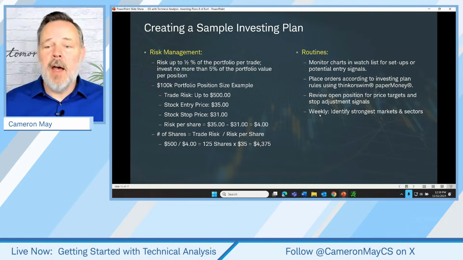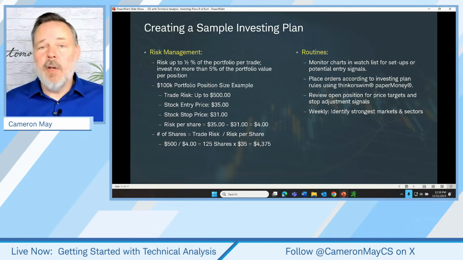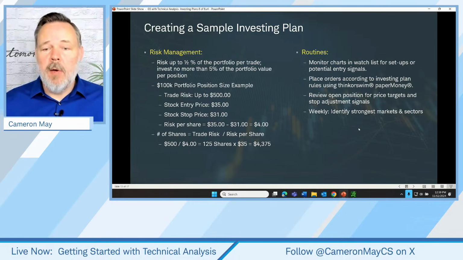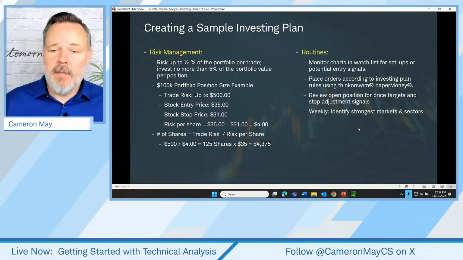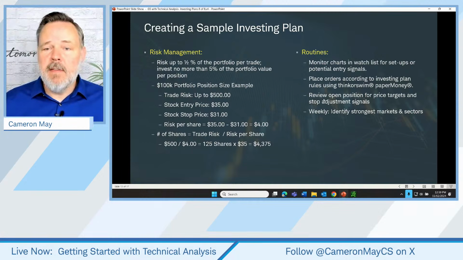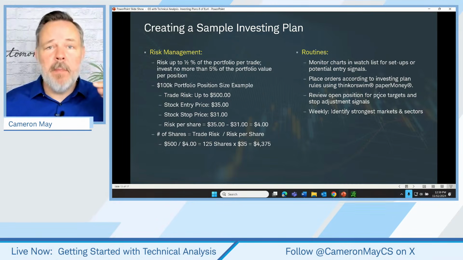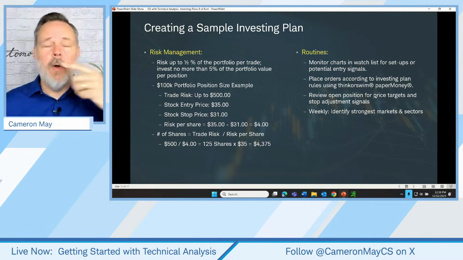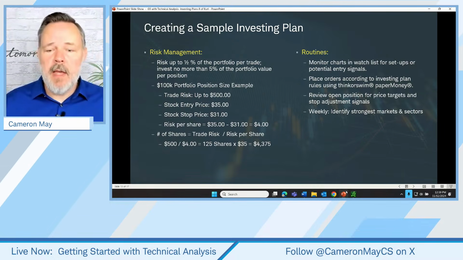And then we might have some other routines, including looking at the markets and sectors to see where strength or weakness might be, along with other things that we discussed earlier in this webcast. But these are going to be our example routines for this plan. And included in this example is to review our open positions. We now have an open position. Look to see if we've hit a price target or if we need to adjust our stops.